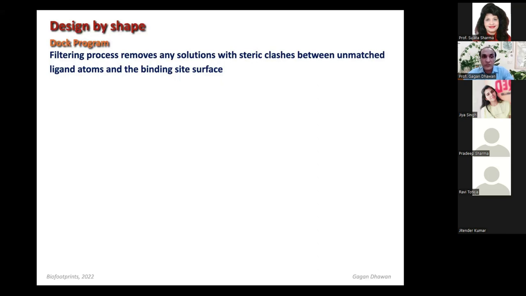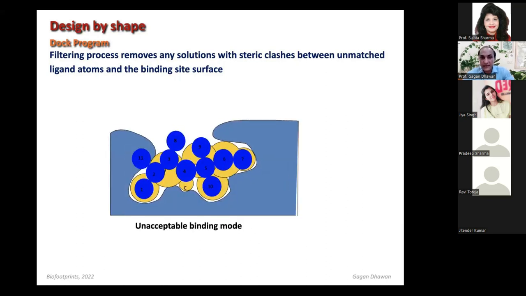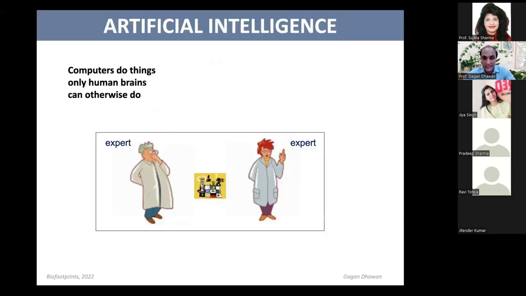So now various docking programs have different methods which are used to filter and remove any solutions with steric clashes between the ligand atoms as well as the binding surface. Like look at the 11th atom. If you see in this case, it is forming a steric clash with the receptor. So this is an unacceptable binding mode. So wherever there are single bonds, where free rotation is possible, you have to change the conformation and see where my 11th functional group will interact with my receptor without giving any steric clash.